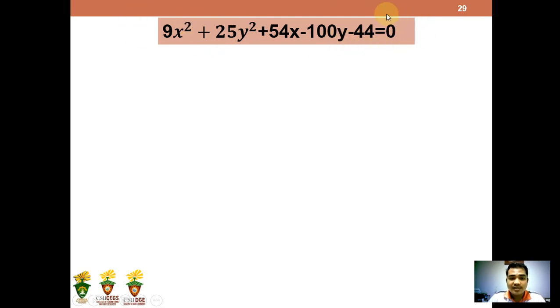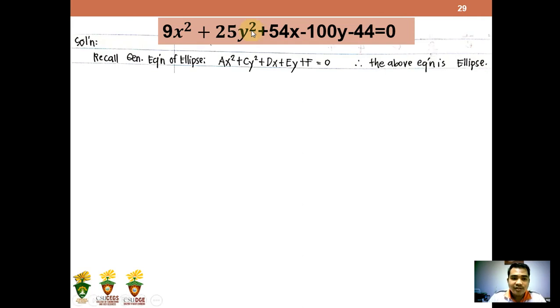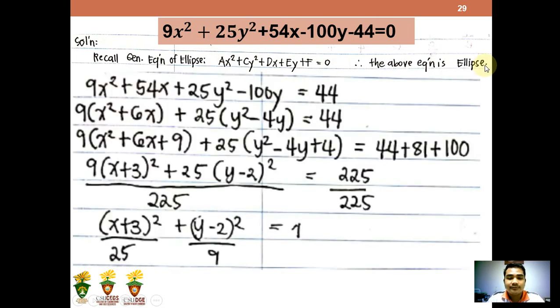So patakabalo kung unsa siya nga klase sa curve. Either it's ellipse, circle, parabola, hyperbola, and so on. But let's recall the general equation of an ellipse. Okay, since ellipse atong topic, so probably the equation above is an ellipse. So the general equation is ax squared plus cy squared plus dx plus ey plus f is equals to 0. So nauna na sa given, no? So parehas man sila dagway sa general equation sa ellipse. So therefore, the above equation is an ellipse.